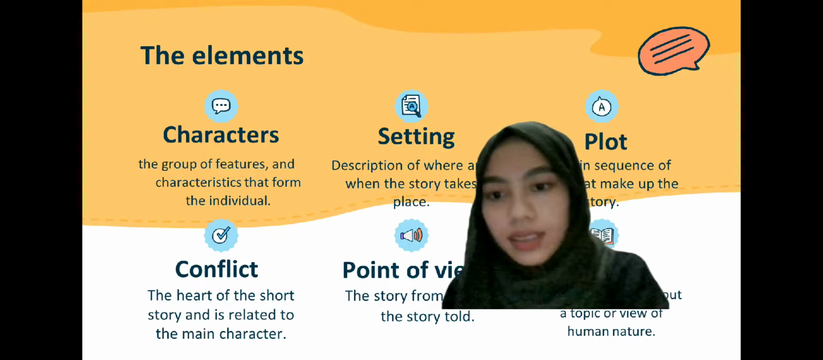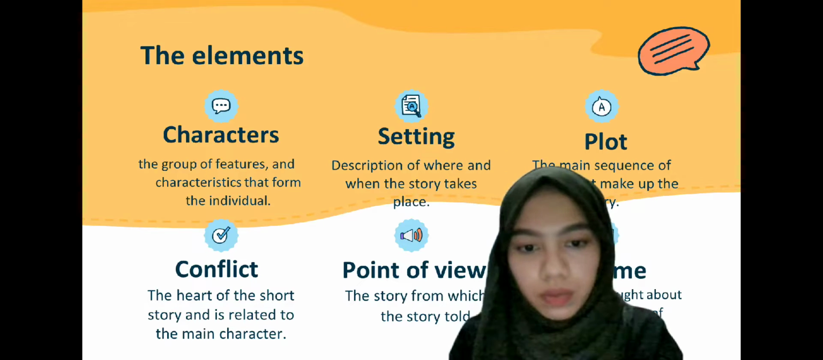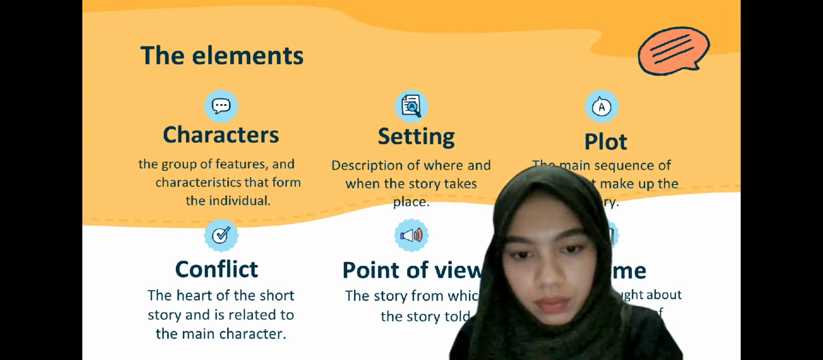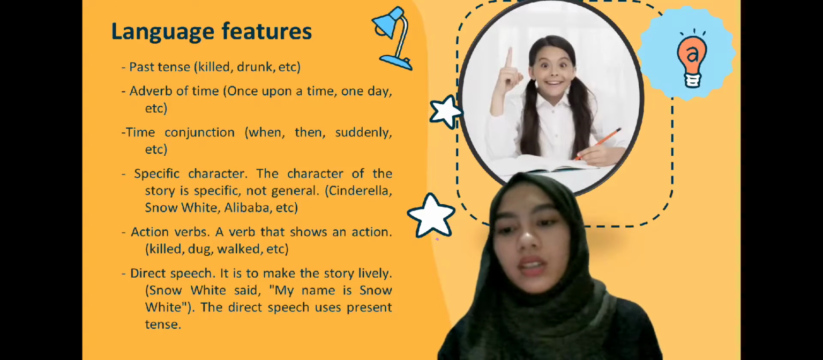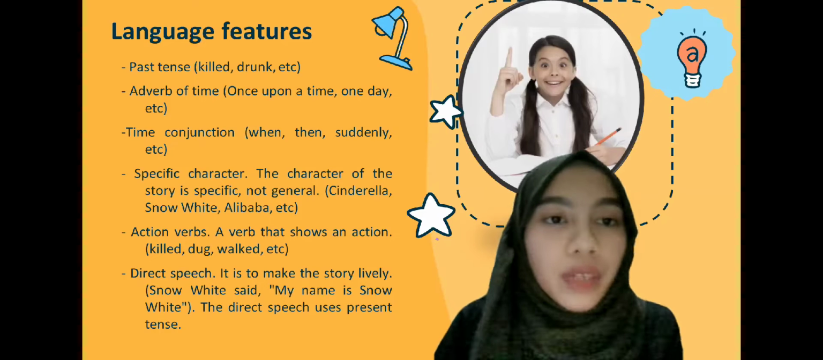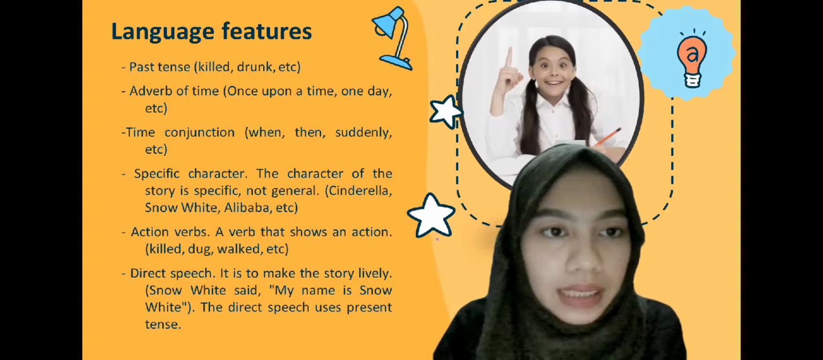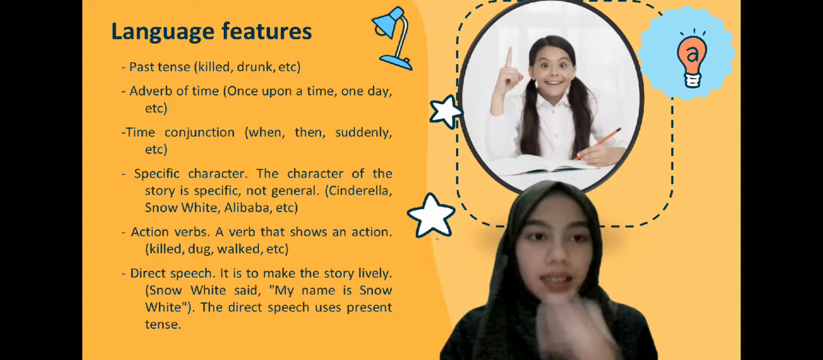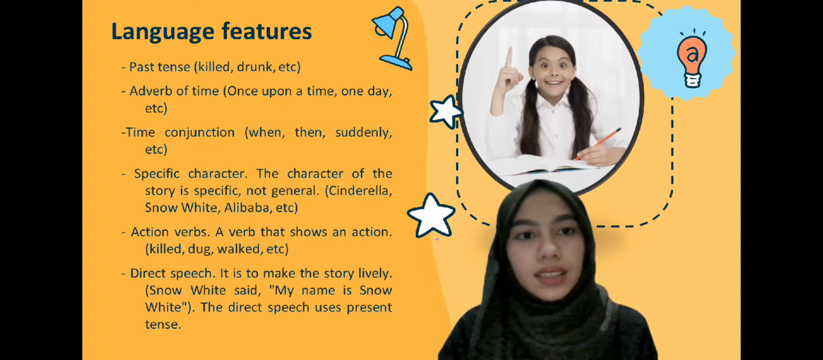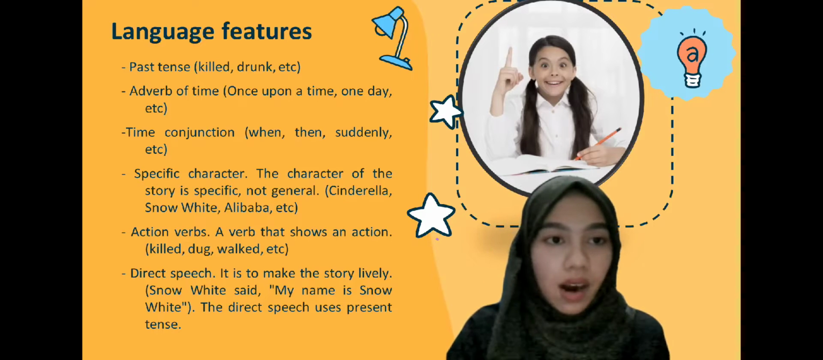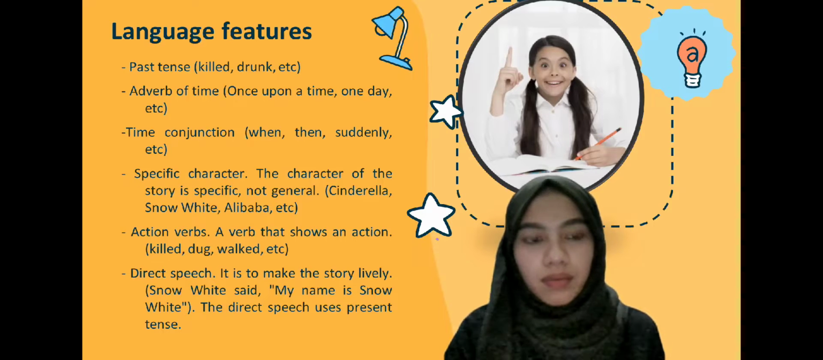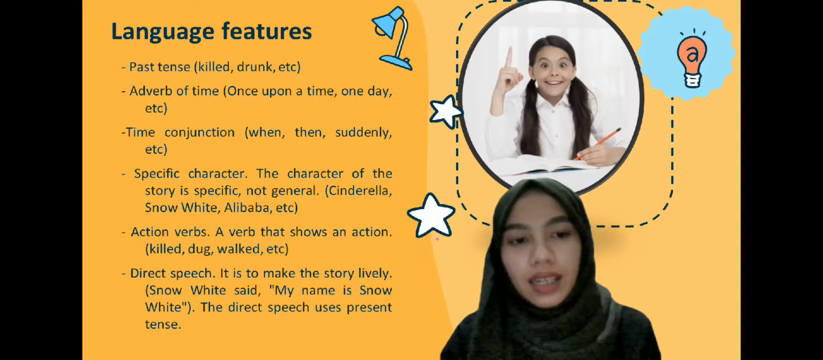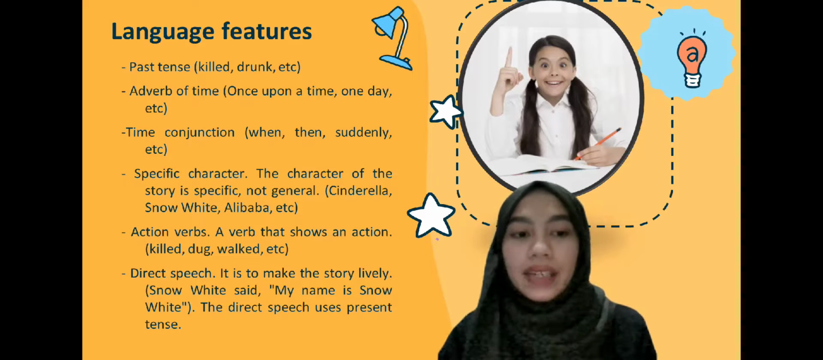And next is language features. Well, language features, there are past tense. Usually, they use past tense such as killed, drunk, etc. That's the example. And there are adverbs of time and time conjunctions, and specific characters, action verbs, and direct speech.